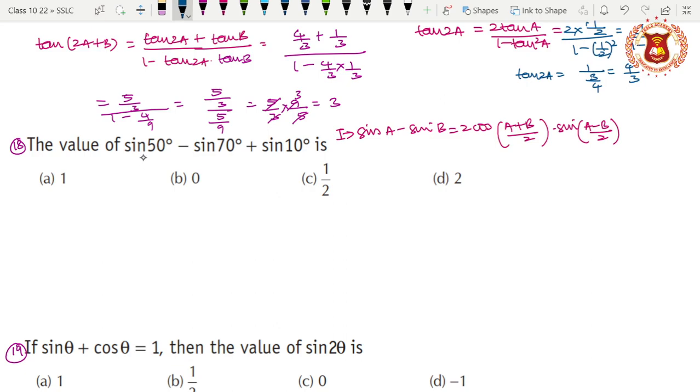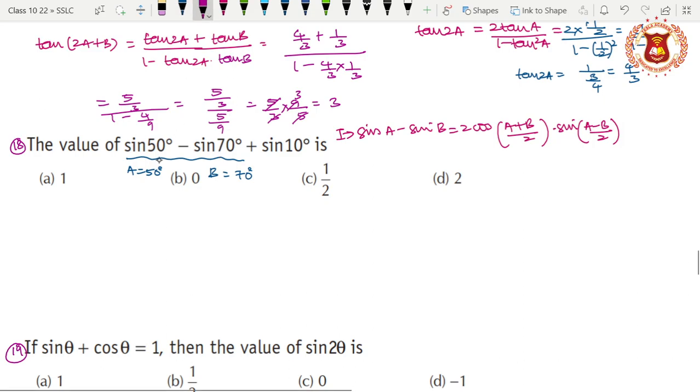Now in this problem I am using the identity for sine of A minus sine of B. As we all know, sine of A minus sine of B is 2 cos (A plus B) by 2 into sine (A minus B) by 2, right? Now let A be 50 degree here and B be 70 degree here. I am applying the identity to this problem.